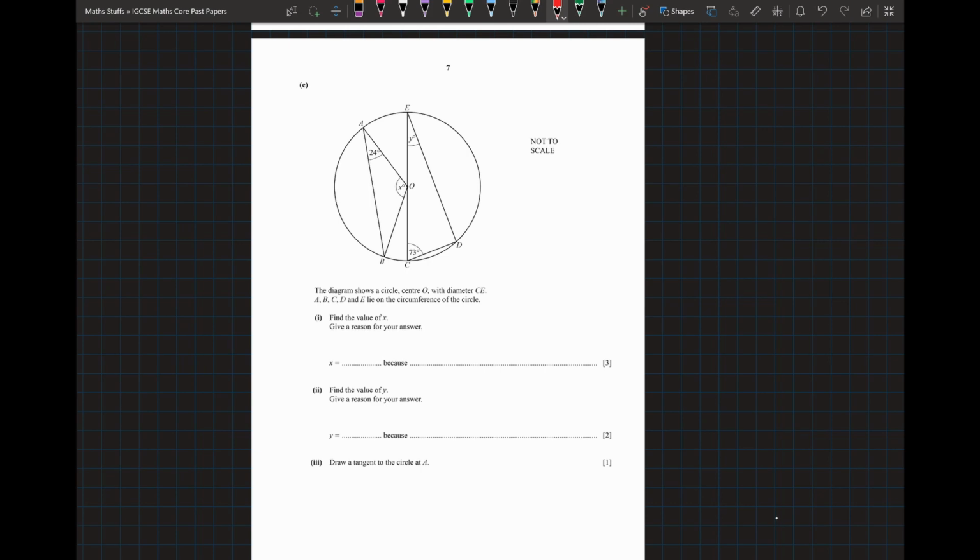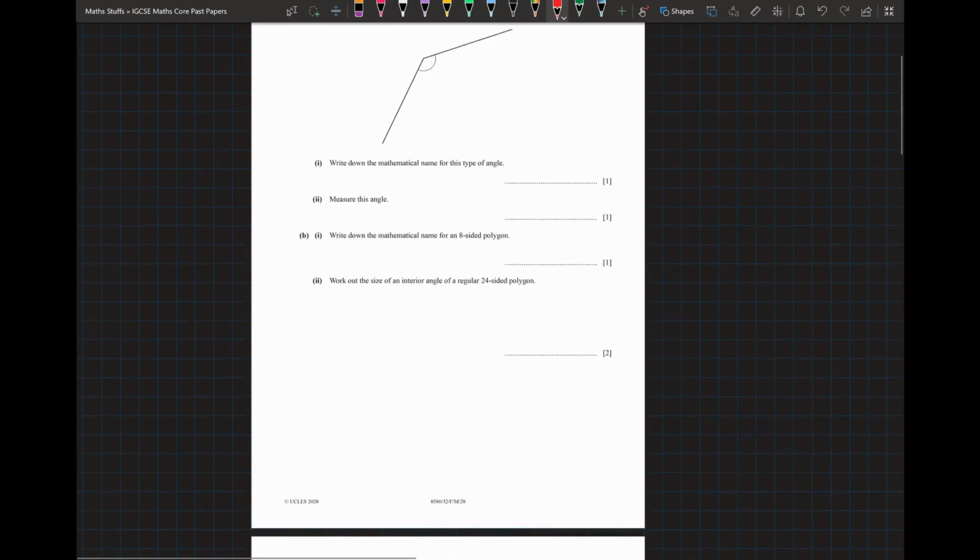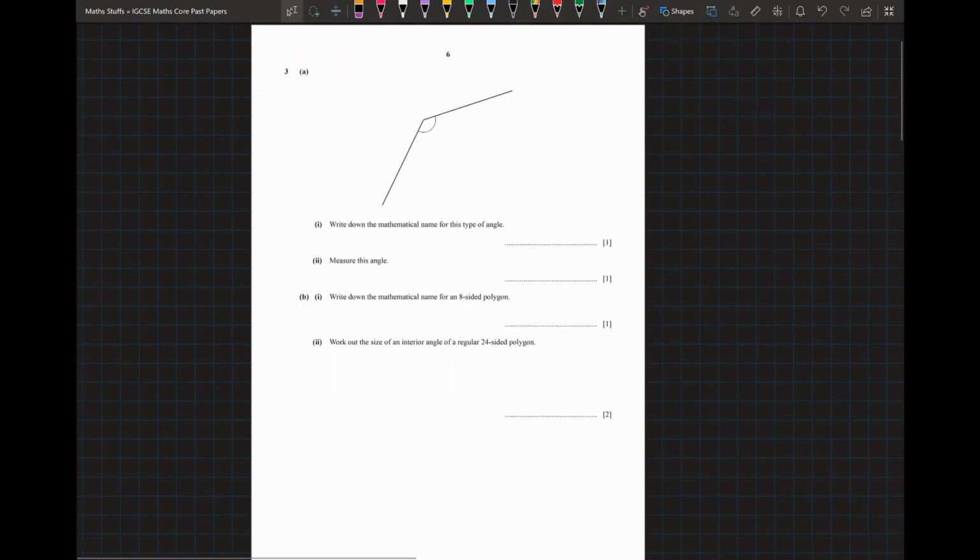So what we're going to do is go through the entire problem step by step, and then we will check the answers ourselves against the mark scheme to see how well we did on this question. Alright, so first of all, looking at the question, the first part asks us, write down the mathematical name for this type of angle.